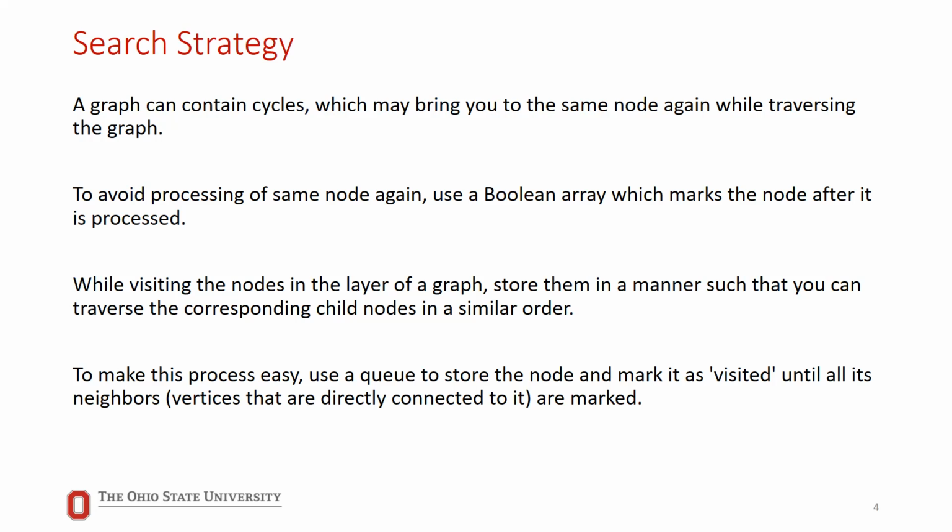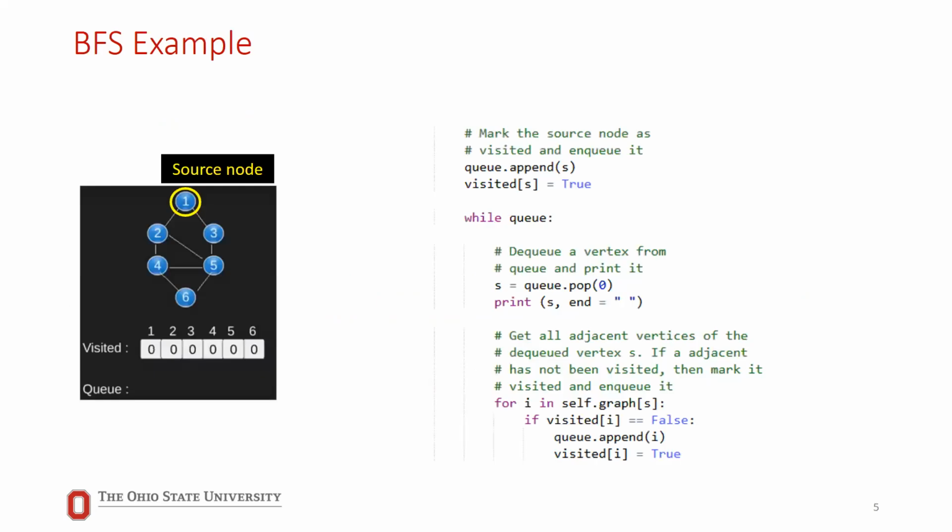And while visiting the nodes, you want to make sure that you have the same strategy for visiting the child. So parent is the top node, child is the bottom. So have the same strategy to check them, right? And to make it easy, we're going to have a queue, which I talked about, and a visited vector, so we can keep track of everything.